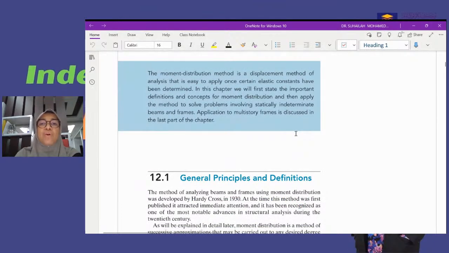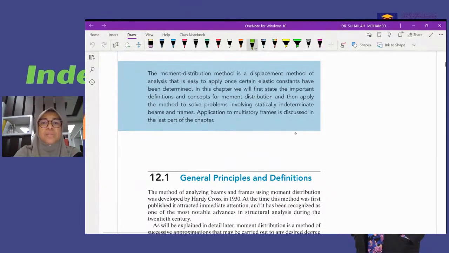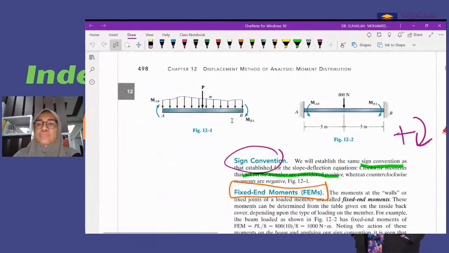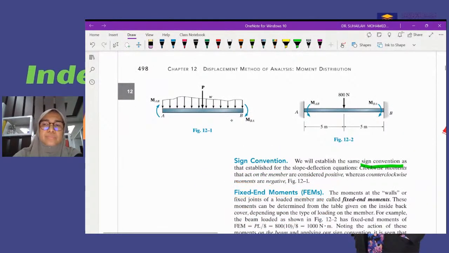Of course this is for indeterminate structures, in indeterminate beams and frames. So I want to move to the important terms that everyone should understand. Okay, number one, this is the first important thing that we must know. It is sign convention.